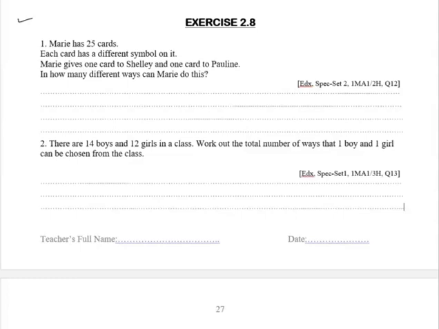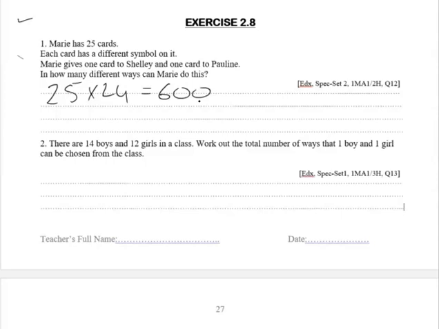So if we're going to work out different ways Marie can do this, all we have to do is select one card. Now how many cards can we select from? 25. So we're going to write down 25 here. Now how many cards are remaining for Pauline to select from? 24. So to work out the number of possible combinations, we have to do 25 multiplied by 24. And that's going to give us 600. So if you're looking at the same group, your number will decrease by 1. So in this case, 25 became 24.